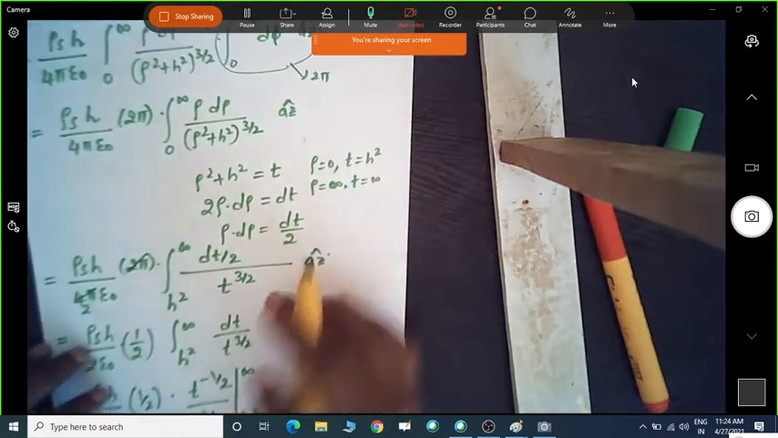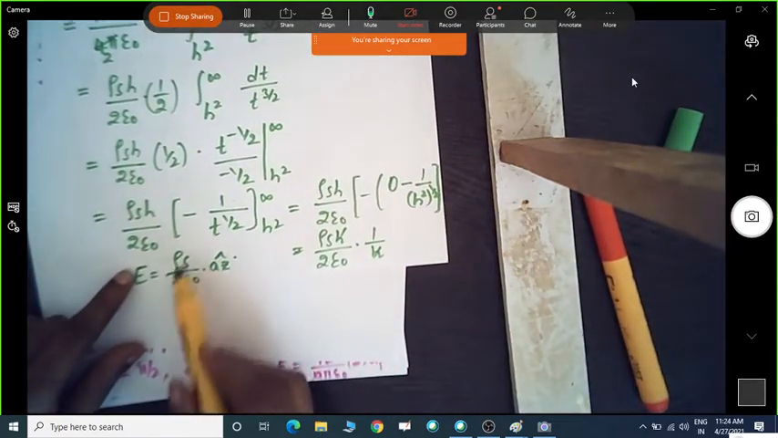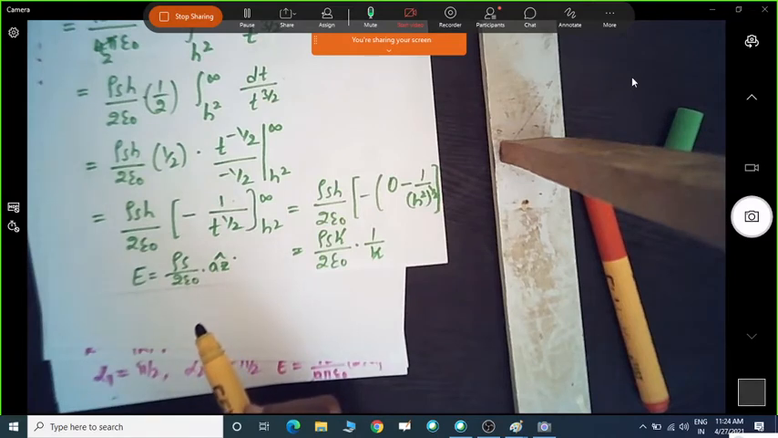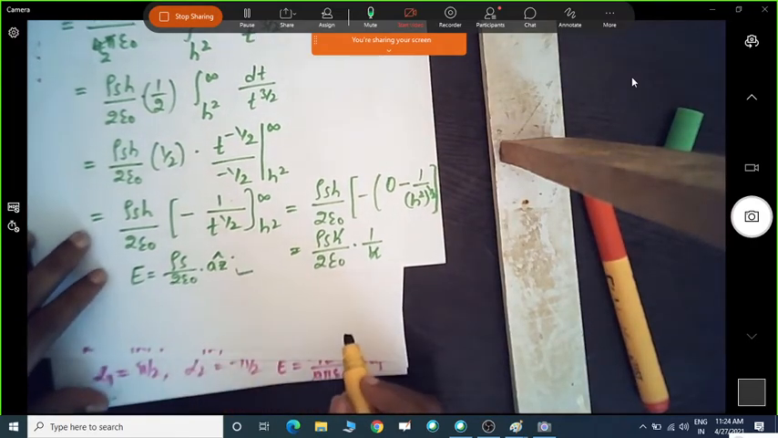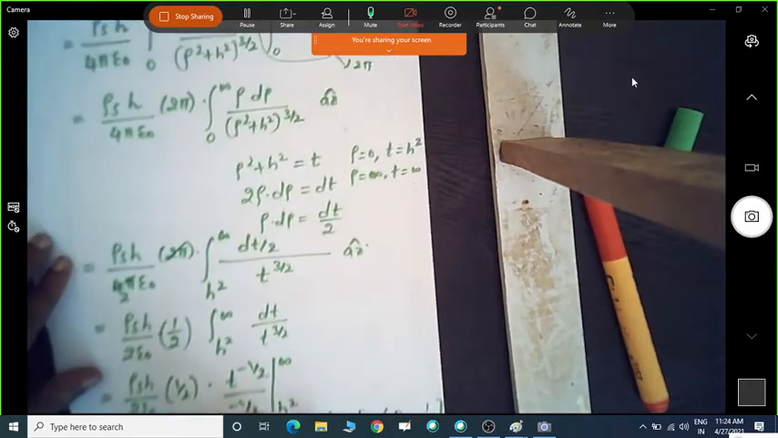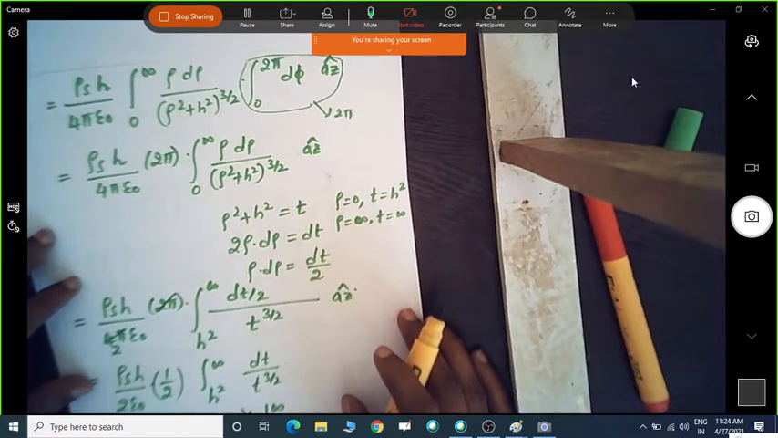Okay, so this is what your electric field due to infinite sheet of charge. Is it understood? Any doubt in this? Anybody, any doubt how we arrive at the electric field due to infinite sheet of charge? Is it understood?